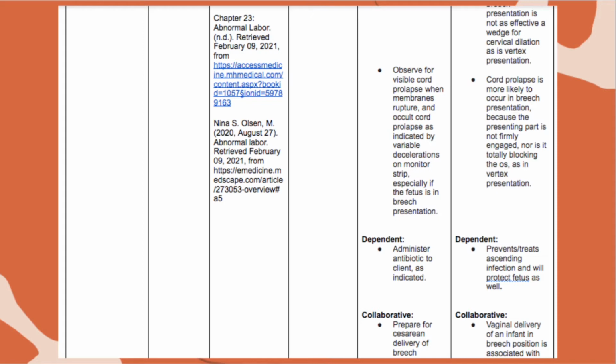For dependent interventions, administer antibiotic to client as indicated. This prevents or treats ascending infection and will protect the fetus as well.